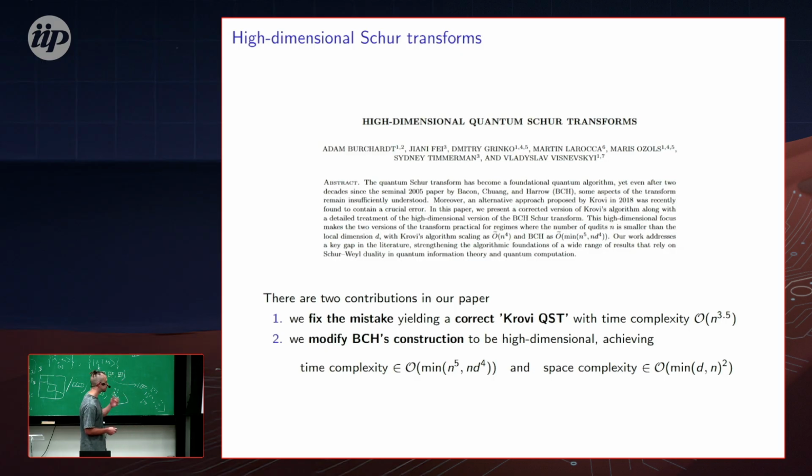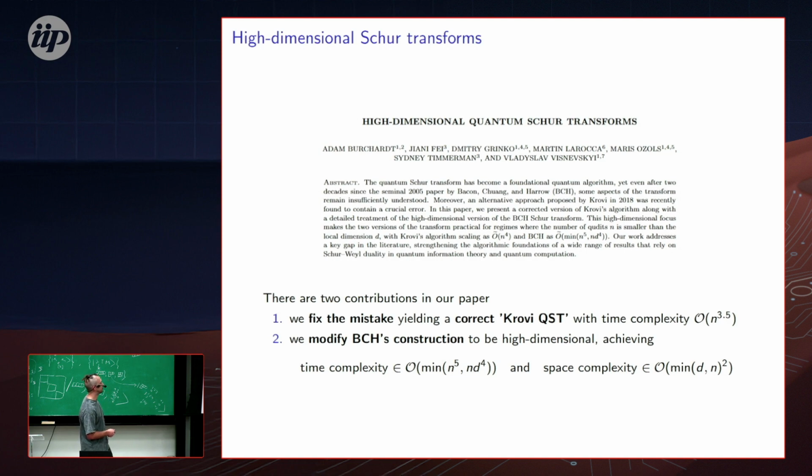This is the paper I was mentioning, where we fixed the mistake. I will not talk about this because it involves explaining Kravis QST, and there's no way we can do this today. We would need to introduce lots of stuff, more representation theory of the symmetric group, permutation modules, and so on. But I wanted to state the result, that we get time complexity n to the 3/2. Pretty good.